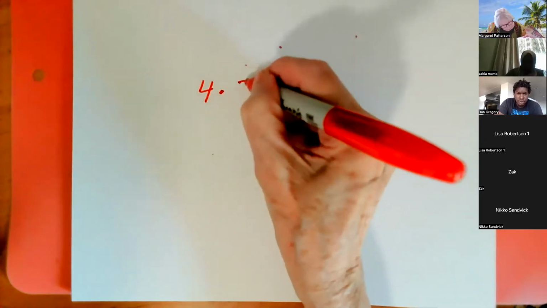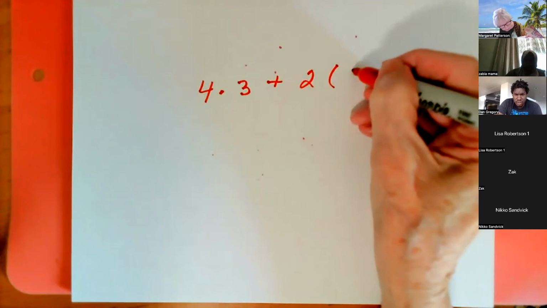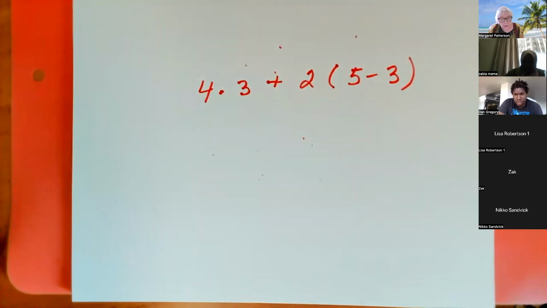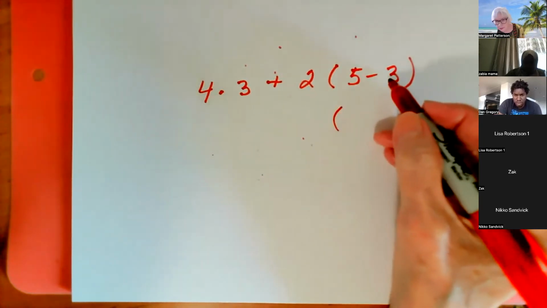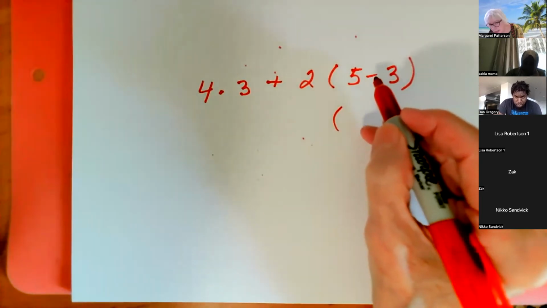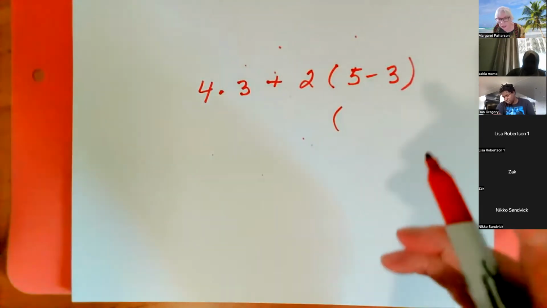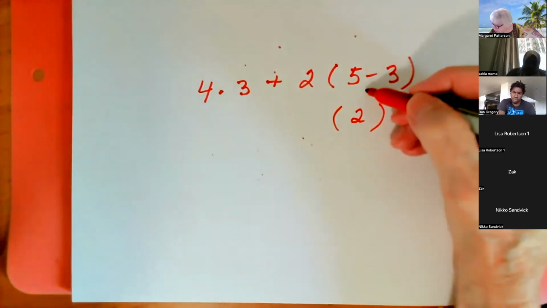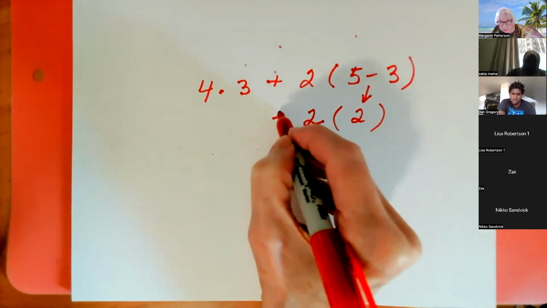4 times 3 plus 2 parentheses 5 minus 3. What is the winner? Parentheses. You get that. So this 5 take away 3. See, subtraction would be dead last normally. Because it's in parentheses, it becomes first. So 5 take away 3 is 2. And I'm going to keep that in the parentheses so I can see that that turned into that. I'm going to put the 2 out here. I'm going to copy the rest of this mess.